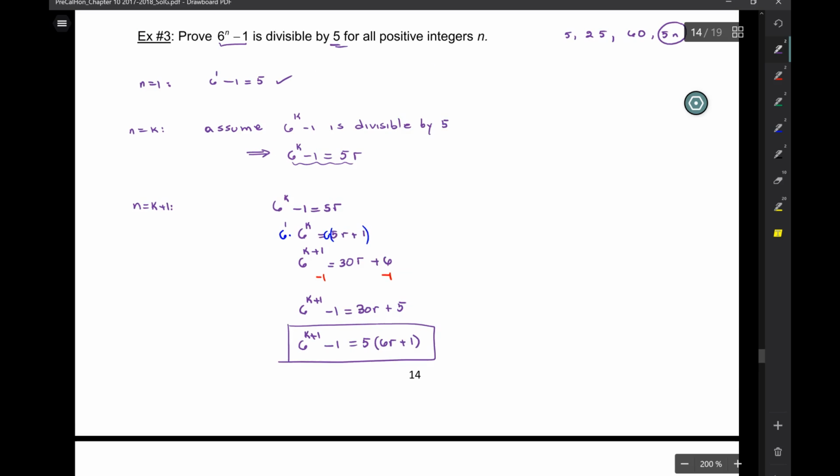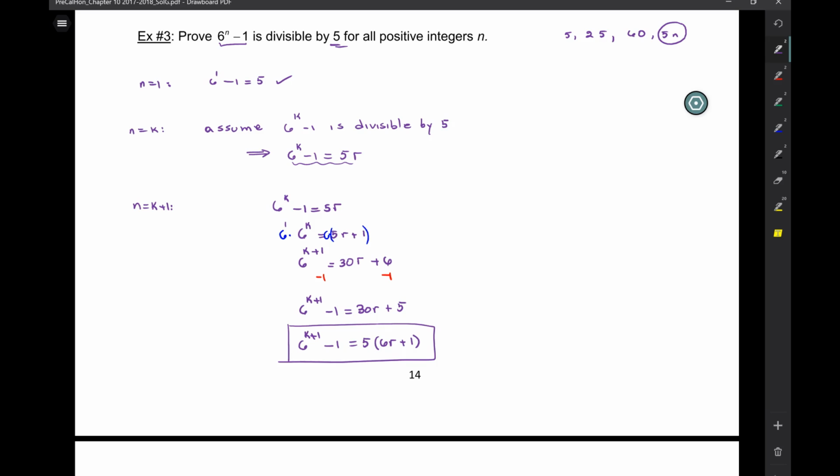So let's review that one more time. It worked for when n equals 1. 6 to the 1 minus 1 was equal to 5. And then we said, assume that it's true for n equals k. For n equals k, 6 to the k minus 1, I'm just going to assume that it's divisible by 5, which means in math, if I want to say this is divisible by 5, I say this is equal to 5 times a number. So I'm assuming that 6 to the k minus 1 is divisible by 5.